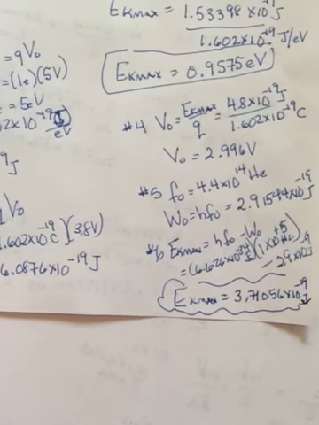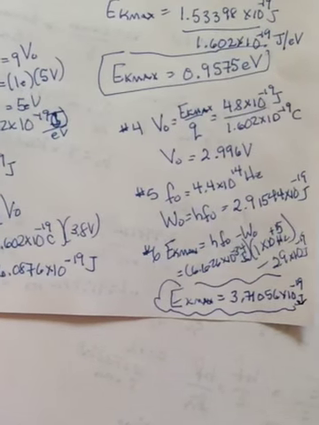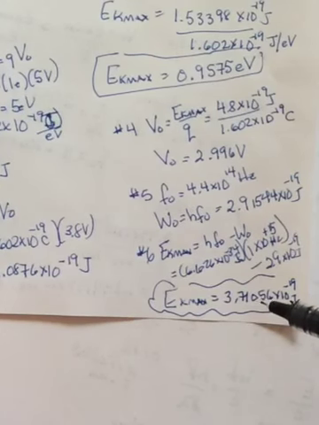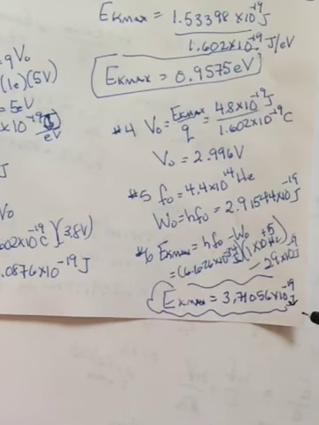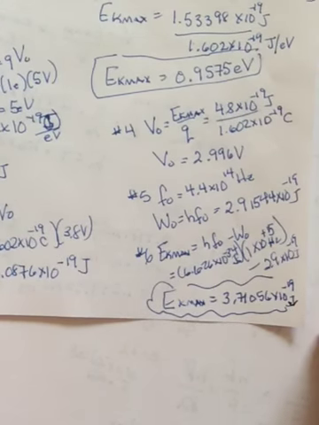Okay, so at the end of the last video, we were just getting the answer to number 6 when the video finished. So in case you didn't get it, it was 3.71056 times 10 to the 19th joules. Okay, so that was number 6 on page 570.